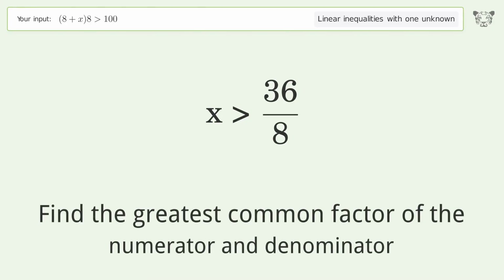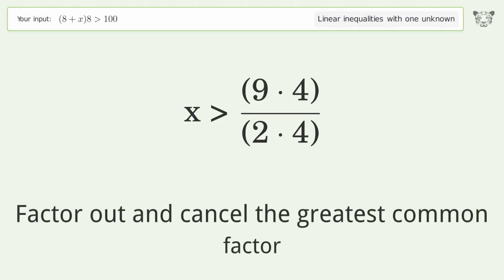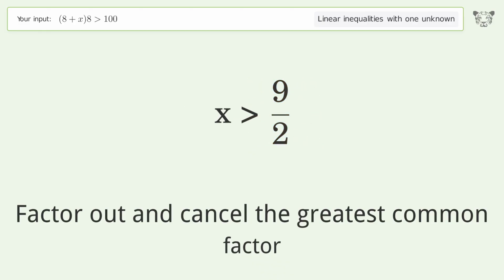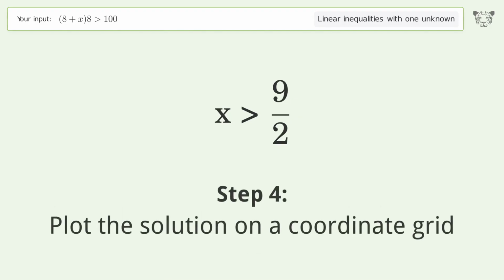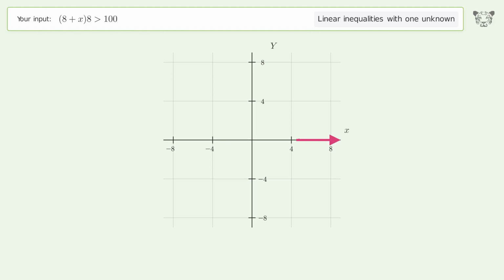Find the greatest common factor of the numerator and denominator. Factor out and cancel the greatest common factor. Plot the solution on a coordinate grid. And so the final result is x greater than 9 over 2 greater than 41 over 2.